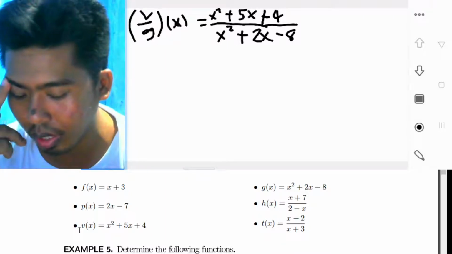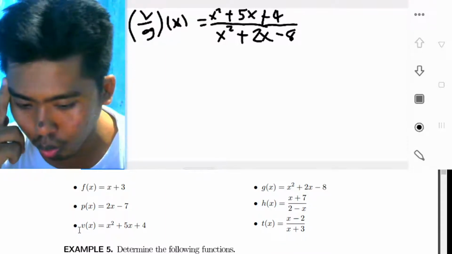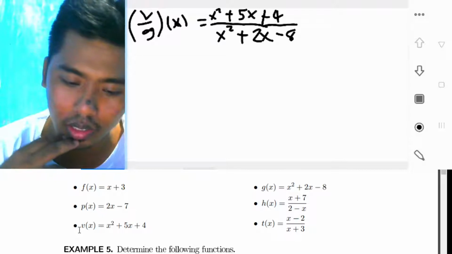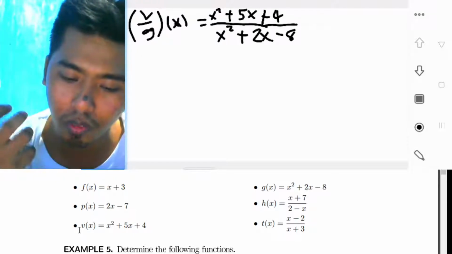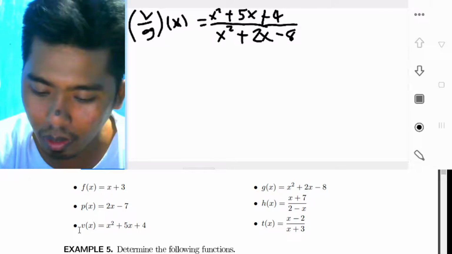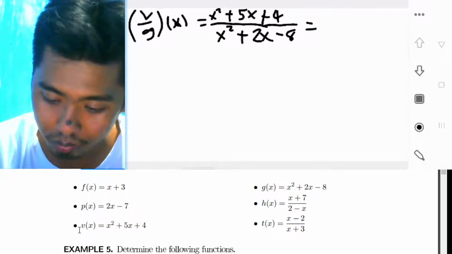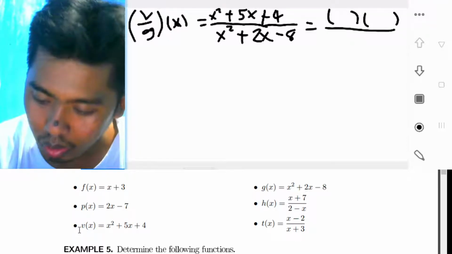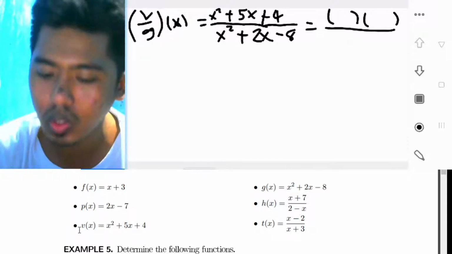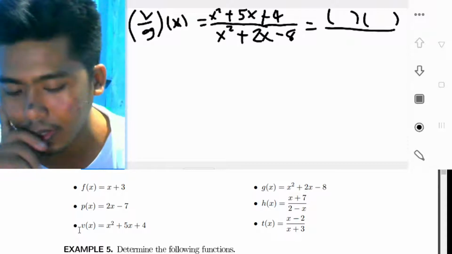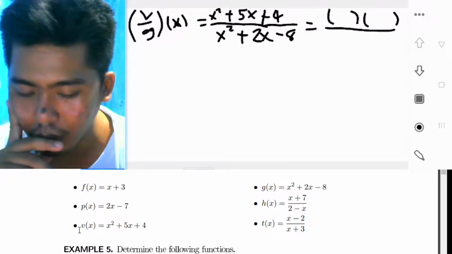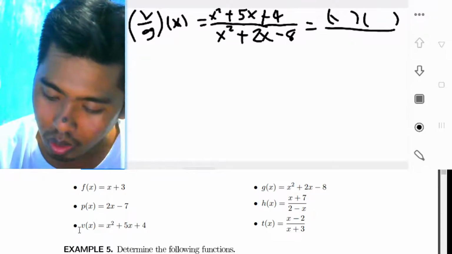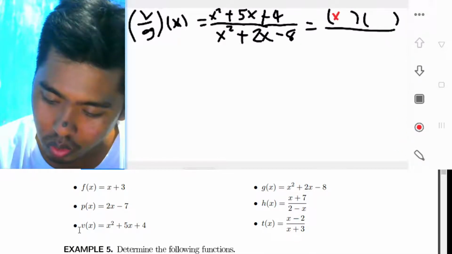So as we can see, we have trinomials. In order for us to cancel something, if there is, we're going to factor it out, so to have two binomials. So let's make two boxes. What is the variable being multiplied in order to become x squared? Let me use red, that would be x and x.